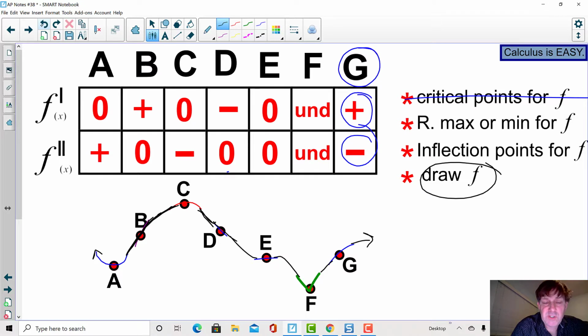Are there any inflection points? Well, we're looking for our second derivative to change from either positive to negative or from negative to positive. Because our second derivative is 0 at point B, we don't really change from positive to negative at point B. So I don't see any inflection points. Again, there could be inflection points, but we don't have a full picture of what the graph actually looks like. All we have is the first derivative and second derivative at certain points. So we're missing a lot of the real graph.